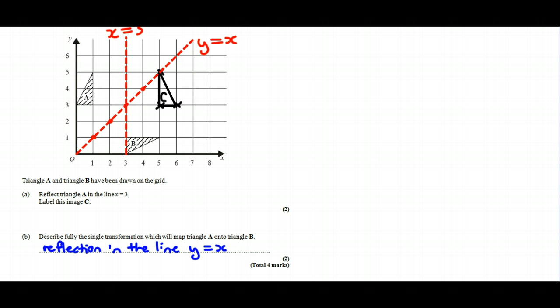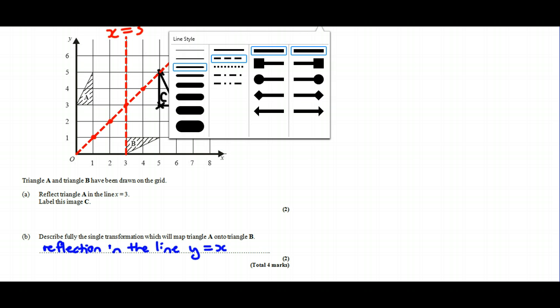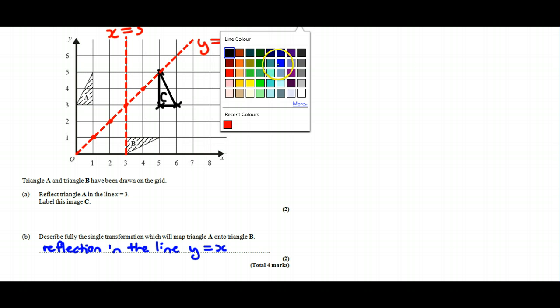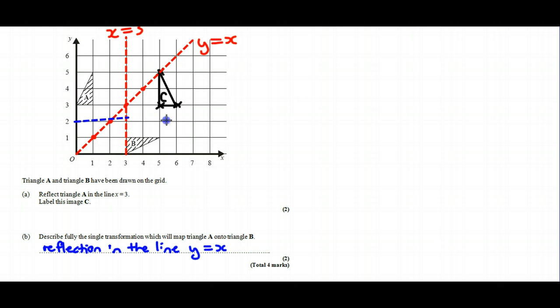Just for reference, if you had a horizontal line as a line of reflection, I hope you realise by now that a horizontal line, like this one here, if required, the equation of that line would be y equals 2, because everywhere on that line the y coordinate is 2.